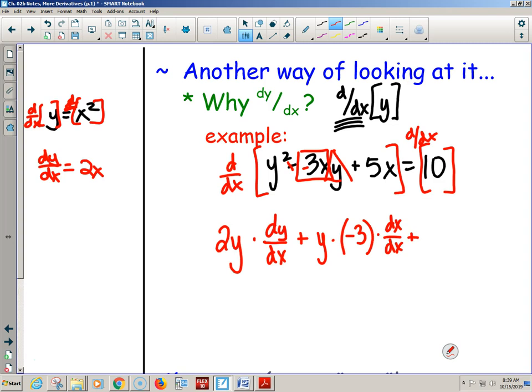So I have second d first plus first d second. See how they both have a negative? That negative would have had to distribute. First d second. What's the derivative of just a y? d dx. dy dx.